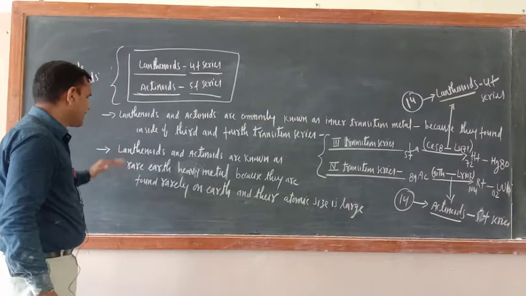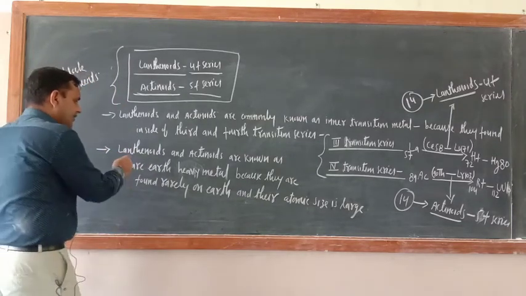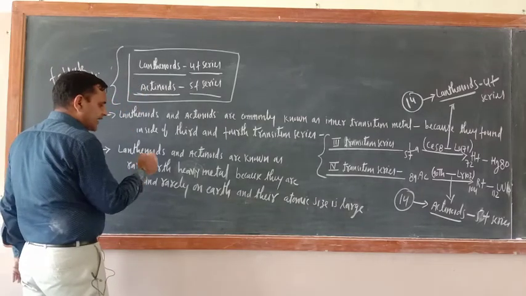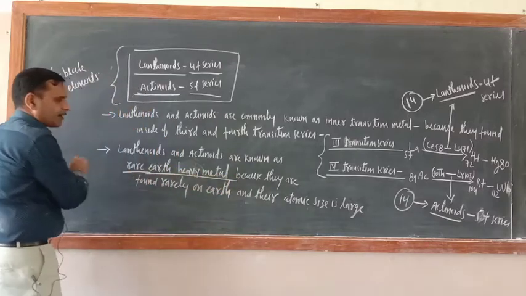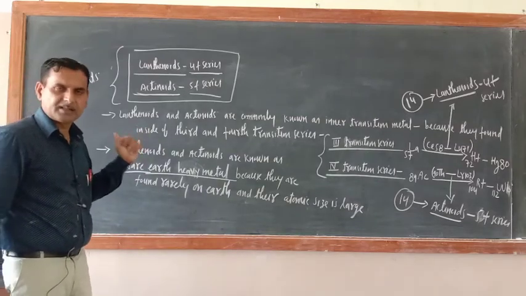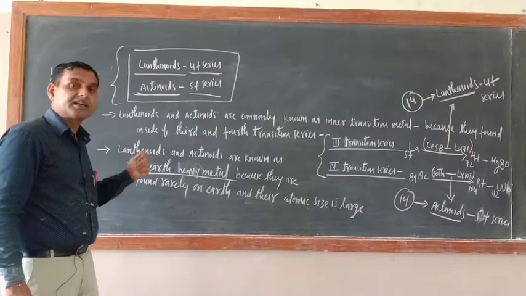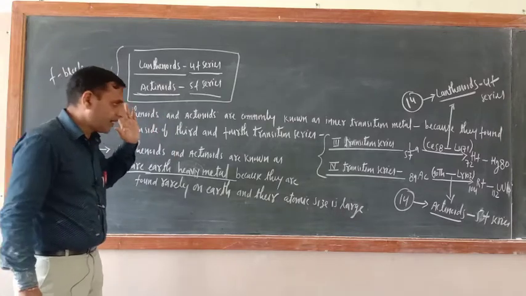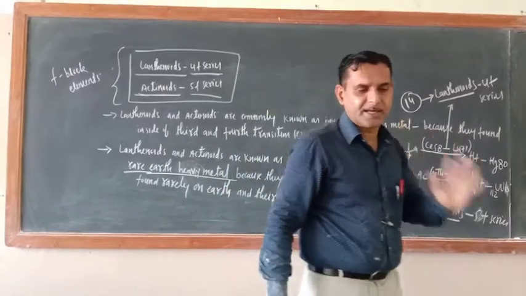There is one more name for lanthanides and actinides. Lanthanoids and actinoids are known as rare earth heavy metals. Why? Number one, their atomic size is large, that is why they are heavy metals, and their presence on the earth is rare, that is why they are known as rare earth heavy metals. Now this is the introductory point about the lanthanides and actinides.